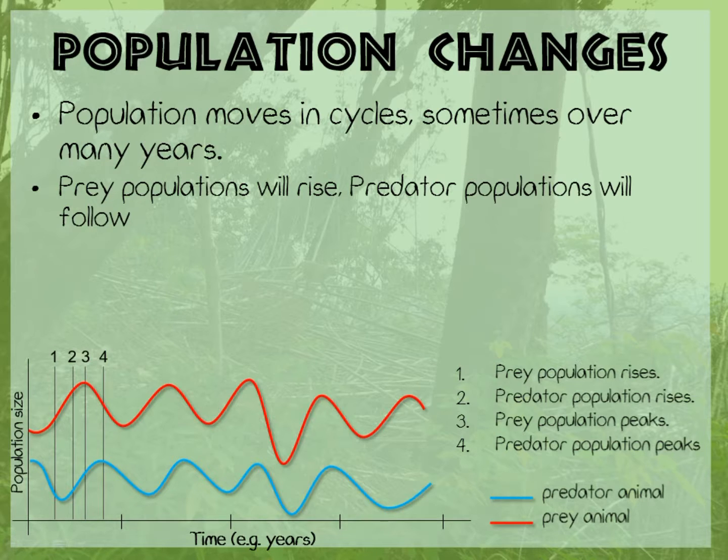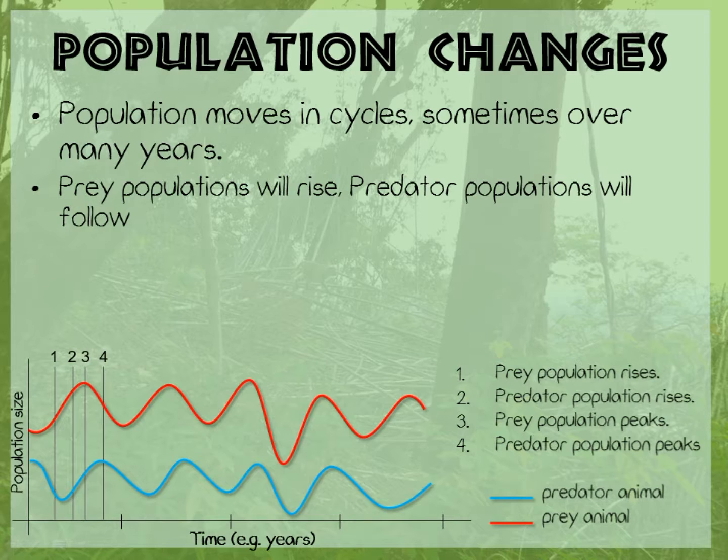If we look in the first year on this graph at the pattern that we see emerging, and the pattern that is indeed repeated over the subsequent years, in point 1 we see that the prey population begins to rise. Then at point 2, shortly after that, the predator population begins to rise. Then the prey population reaches a peak and begins to fall. And finally, the same thing happens to the predator population.